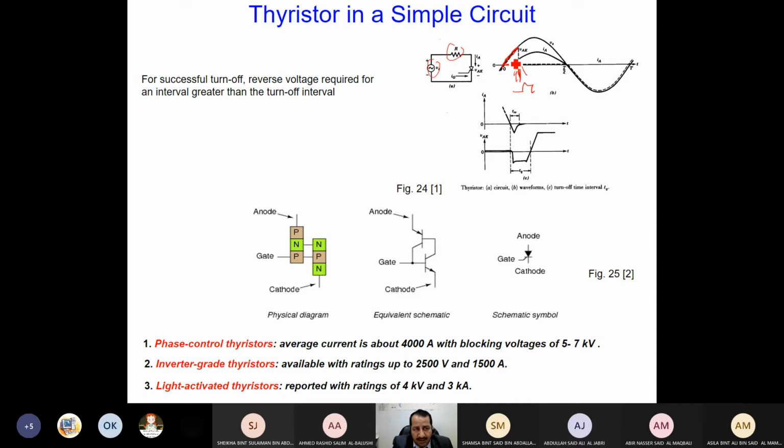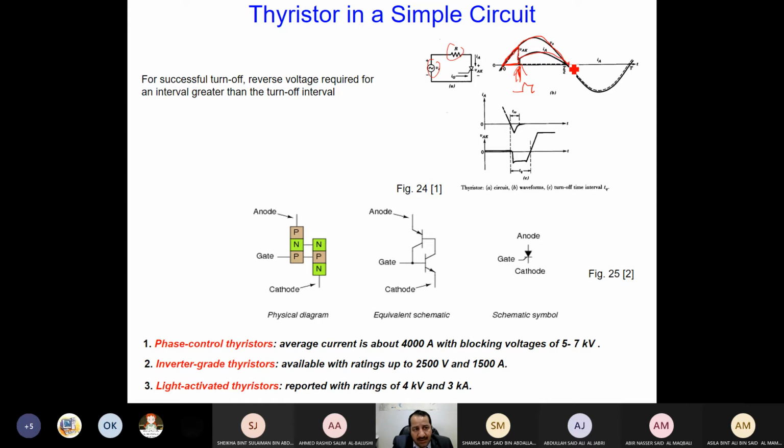What will happen? There is forward voltage, and there is a pulse coming to the gate. The thyristor will conduct. You see, the voltage of the source will appear across the load for the first half part. And if we divide voltage over resistance, it gives me the current.